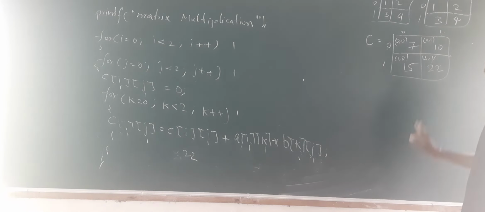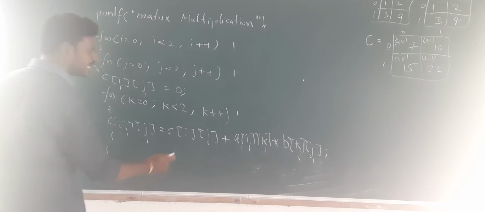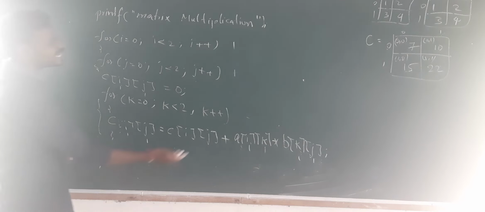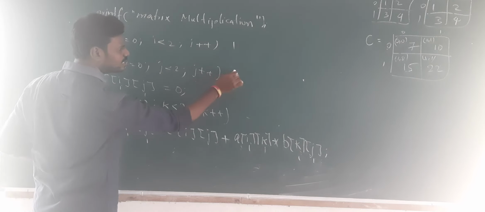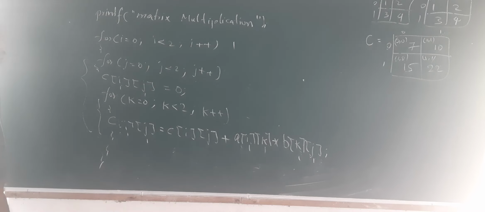So, finally, I have done. And now I will be incrementing the value of k. K will become 2. 2 less than 2? No, it is not. I will come out from this. Now, again, I will increment the value of j. J will become 2 here. 2 less than 2? No, it is not. I will come out from this.